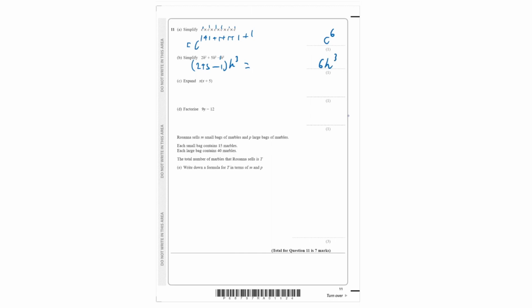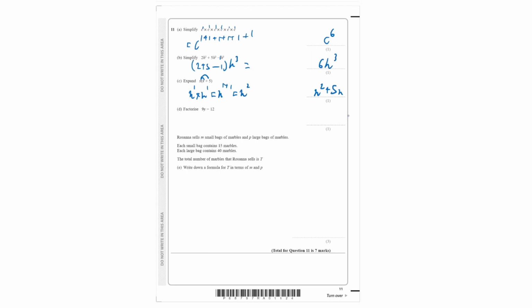Expand x into x plus 5. When multiplying polynomials, we always multiply to everything inside the bracket. So we can see here, x times x, as I said before, x times x to the power of 1 is just adding the power. So that's 1 plus 1. So we get x squared. So x squared plus x times 5, that's just 5x.